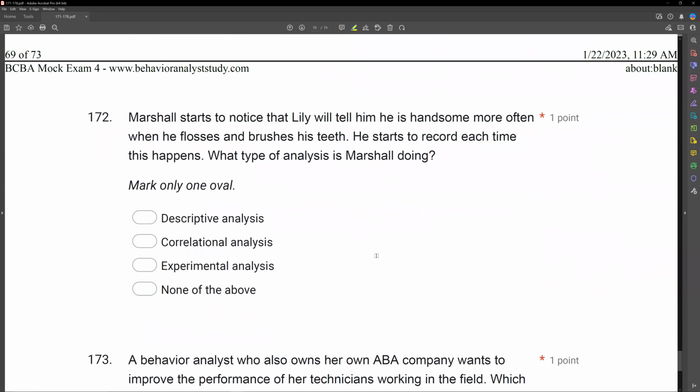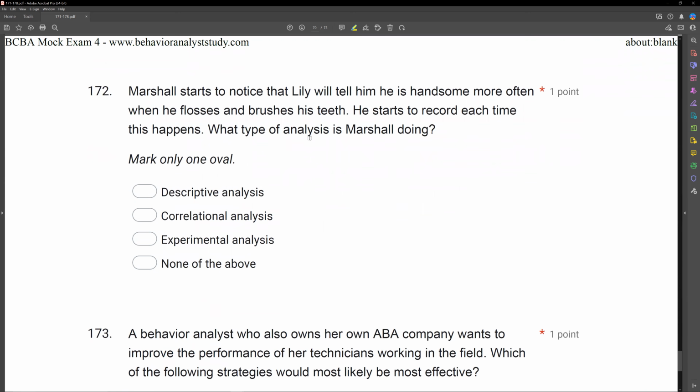172. Marshall starts to notice that Lily will tell him he is handsome more often when he flosses and brushes his teeth. He starts to record each time this happens. What type of analysis is Marshall doing? All right, descriptive, correlational, and experimental analysis.